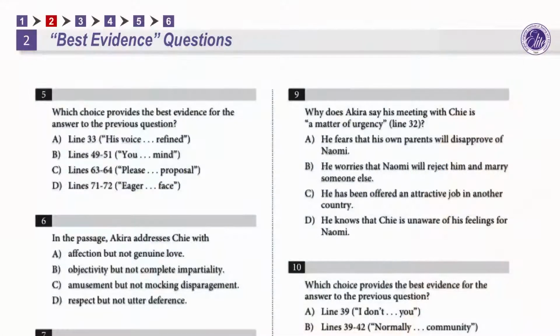Let's have a look at an example of a best evidence question. Question number 5. Which choice provides the best evidence for the answer to the previous question? Since we know that our answer to this question must agree with the answer we gave to the previous question, we need to go back to question number 4 and see which answer we gave.